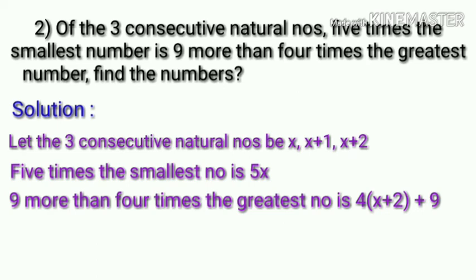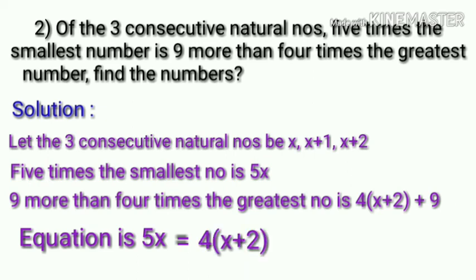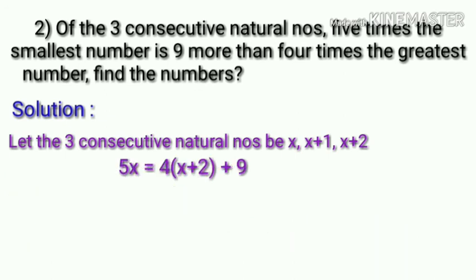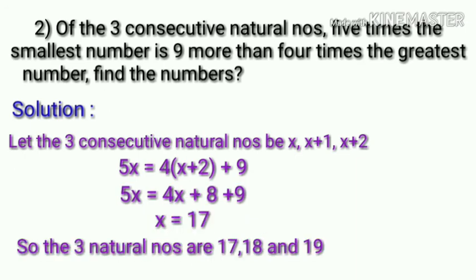Now let's try to solve the equation in one go. We have 5 times the smallest number, so we have 5x is equal to. Whenever you have a statement like 'is' in between multiple conditions, you have to replace that with the equal to sign. You have 9 more than 4 times the greatest number. So first we'll write 4 multiplied by x plus 2 and then plus 9. Now let's solve this equation. When you solve it, you get x is equal to 17. And when we substitute the values, you get the 3 natural numbers are 17, 18 and 19.